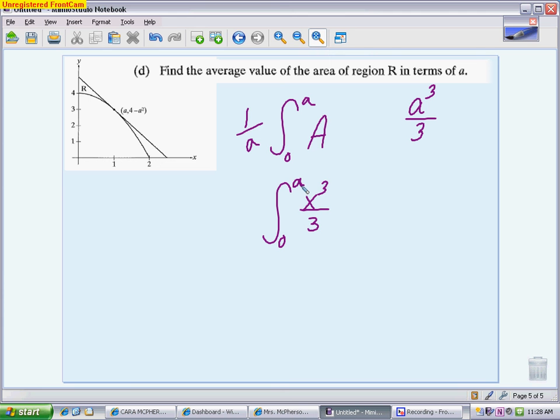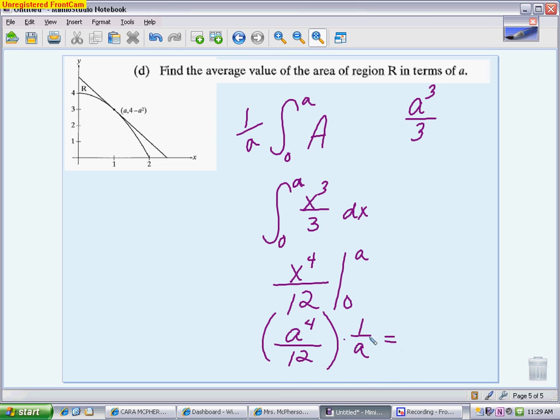Saying that my a will actually represent some x value. So I'm going to integrate in terms of x's, so I'll put my little dx there to remind me. I get x to the fourth over 4, but there's already a 3 there, so it's going to be x to the fourth over 12. I'm going to put my boundaries in. So I get a to the fourth over 12 minus 0. That is like the area of the area, is the best way to explain it. That's what I get with area. I want the average value of the area, so I'm going to multiply that by 1 over a, or divide by a. This a will cancel with one of these a's, giving me a final answer of a to the third over 12. I think D is the toughest part.